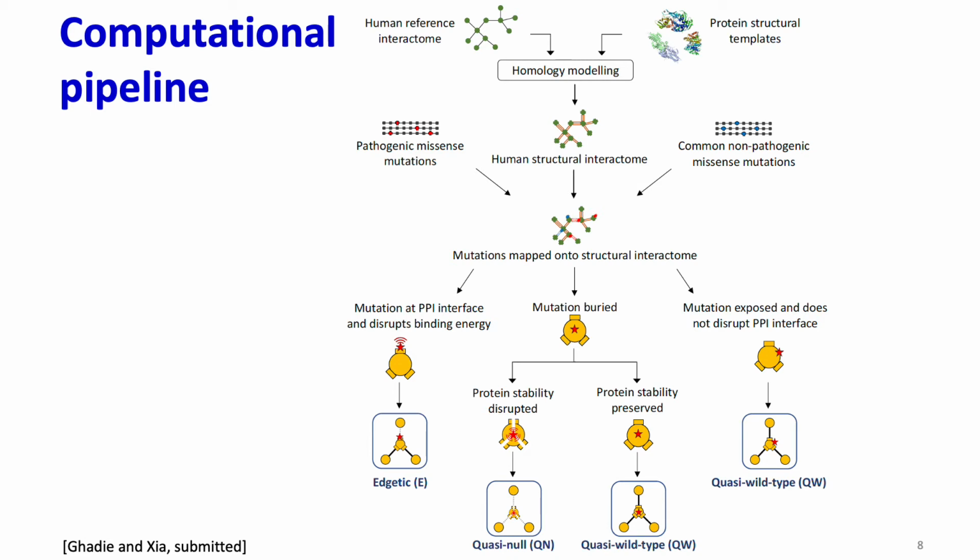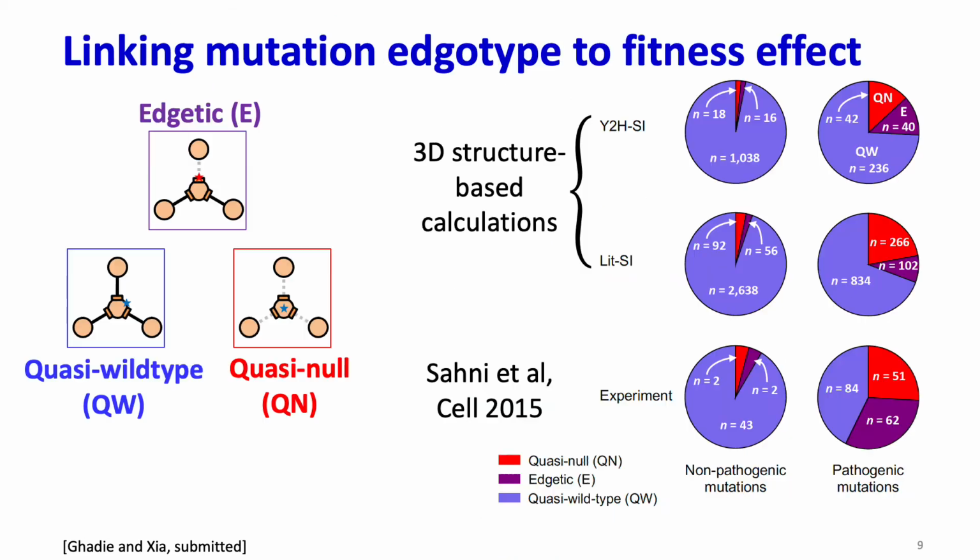On the other hand, we predict a mutation to be quasi-null if the mutation is buried inside the protein with significant change in folding free energy. All other mutations are predicted to be quasi-wild-type. We then repeated this edgotype calculation for all mutations.